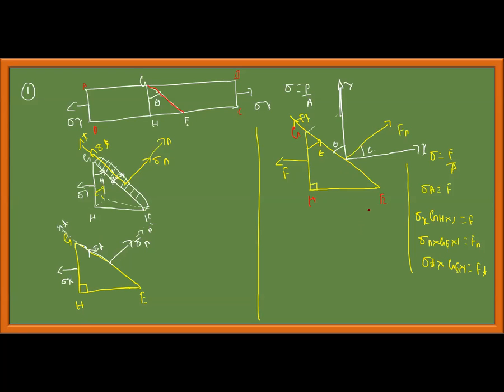Now this is Fn acting like this. Ft, I will draw parallel to Ft. I will draw it like this, drawing Ft once again. Now n and t are perpendicular to each other. If this is the n axis and this is the t axis, they are perpendicular. If this is theta, this will be 90 minus theta.